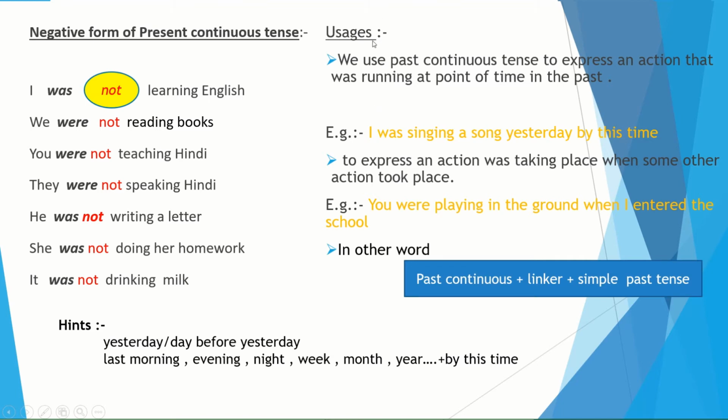Okay, then usages of past continuous tense. We use past continuous tense to express an action that was running at a particular point of time in the past. Example: I was singing a song yesterday by this time. I is subject, was is be form, singing is V4, a song is object. Yesterday by this time, so it is a point of time in the past.